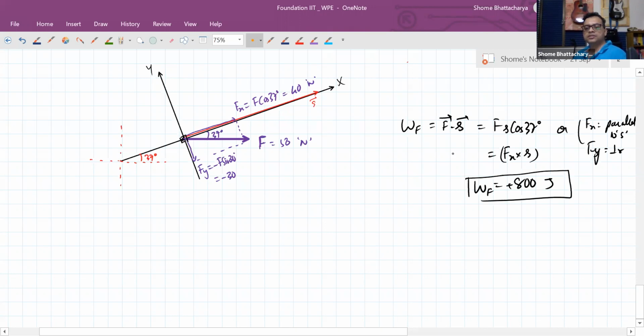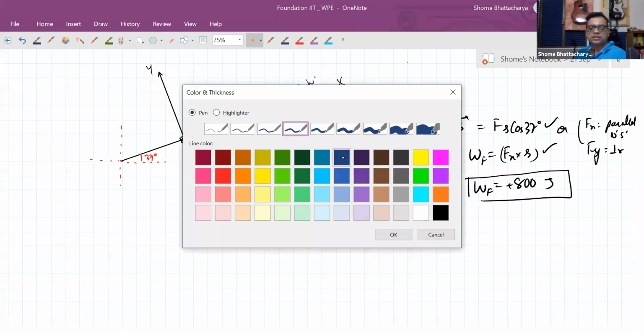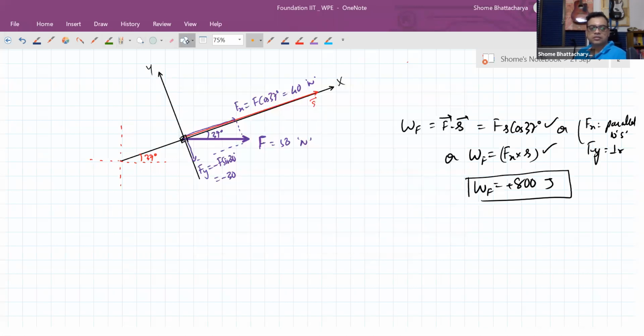So we can express it this way or we can just express it this way, whichever of the two methods you want to understand. So it's doing this much work. Okay. Now same way, if you look at the gravitational force, so to understand that in the case of gravitational force, what is happening is it's making an obtuse angle with respect to the displacement.